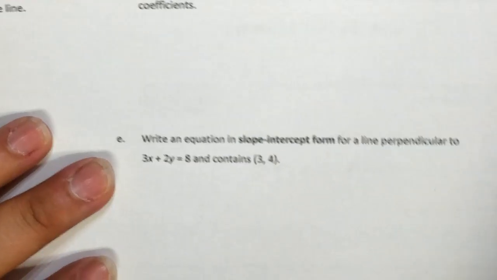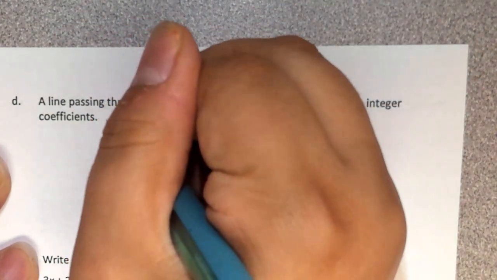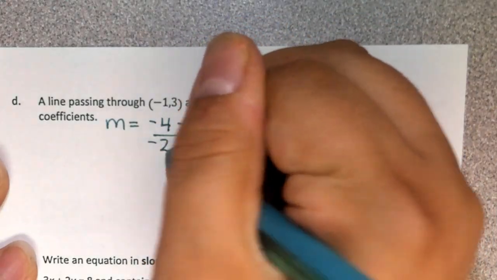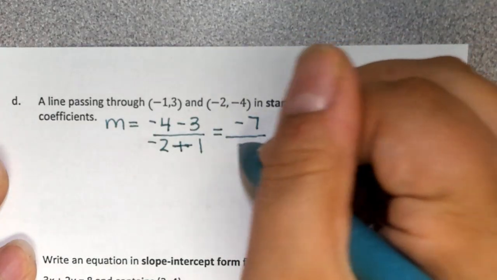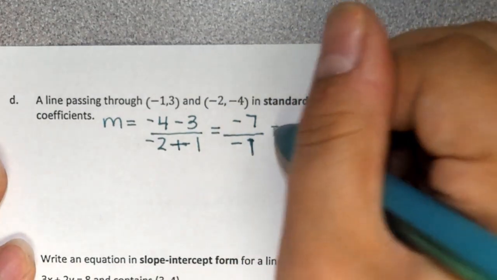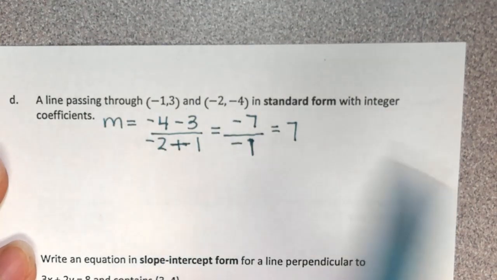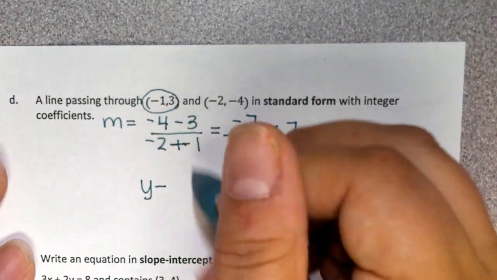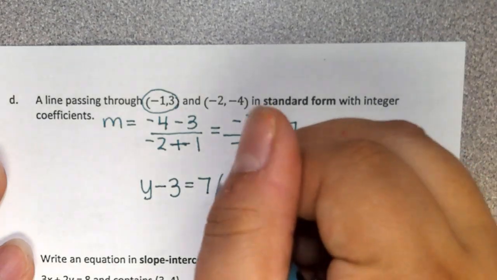A line that is passing through 2 points in standard form. This is a lot like what we did on G. So I need to find the slope first. So y2 minus y1 over x2 minus x1 gives me negative 7 over negative 1, which is positive 7. It does not matter which point you choose. I'm just going to choose this one. You could choose the other one to do point slope form. So my y minus 3 equals 7x plus 1.